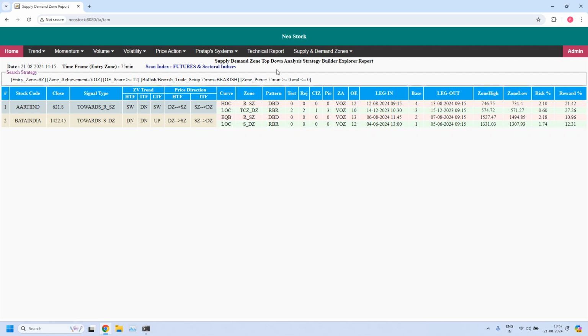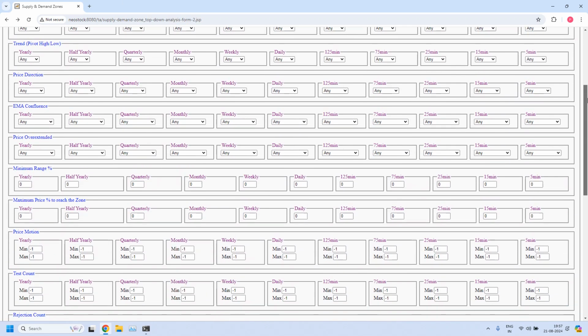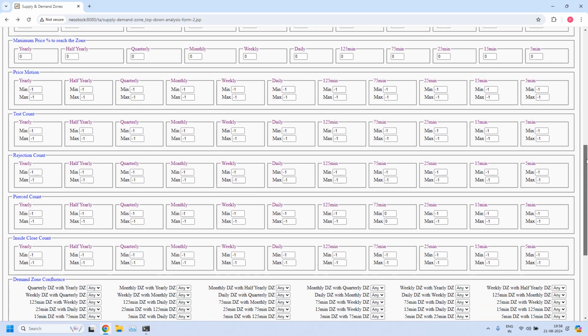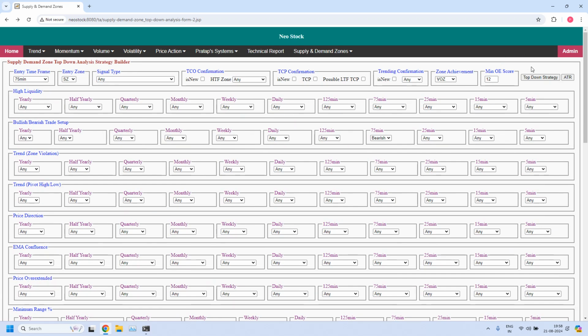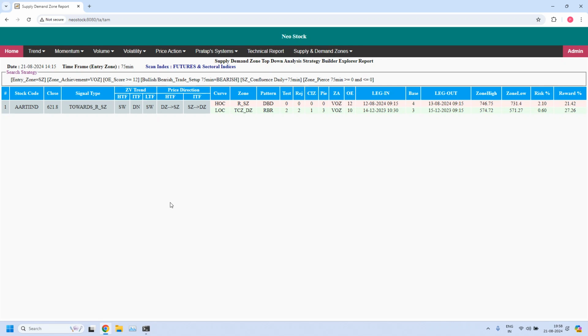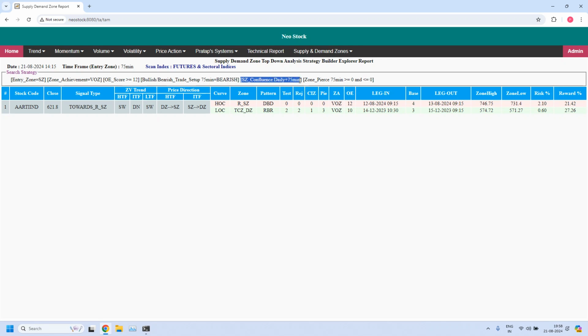Now let's verify how many of these stocks are having confluence with ITF time frame. Supply zone confluence, 75 minutes and daily confluence. So 75 minutes supply zone with daily supply zone I enabled. Let's filter. Only one stock is having ITF confluence. That is 75 minutes and daily confluence, supply zone confluence here.